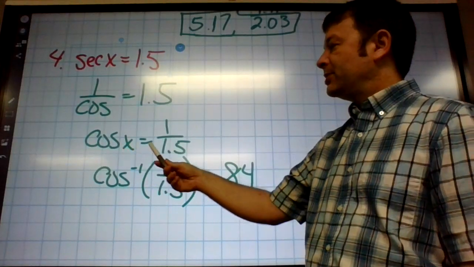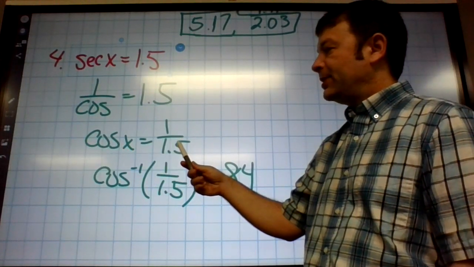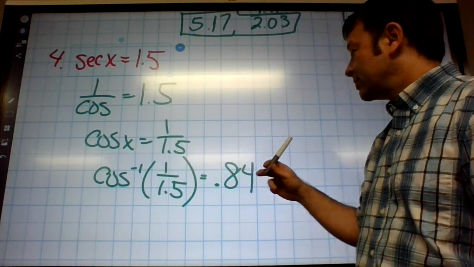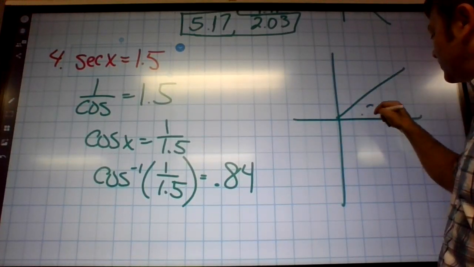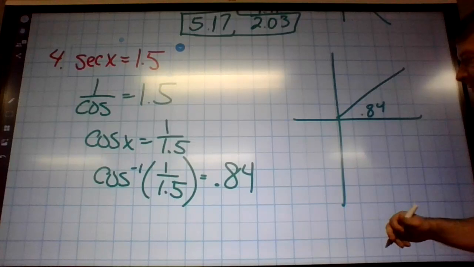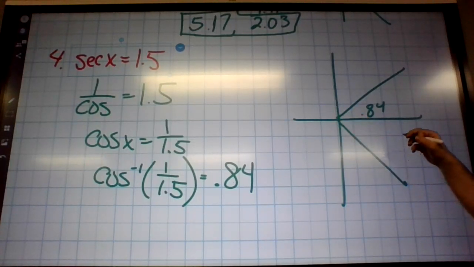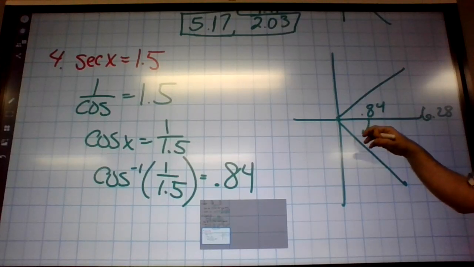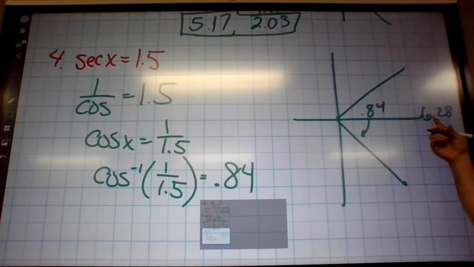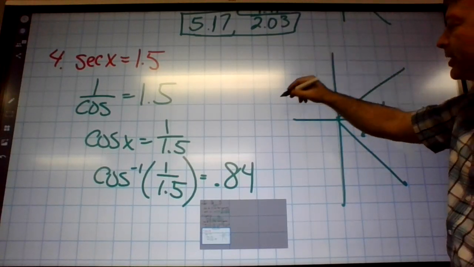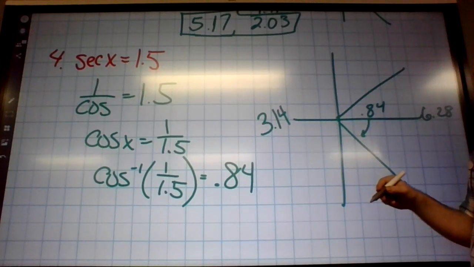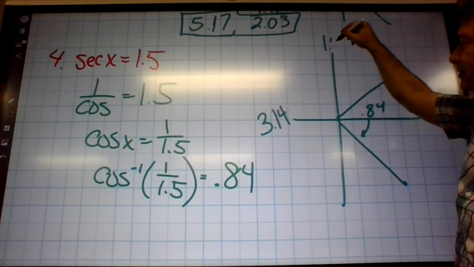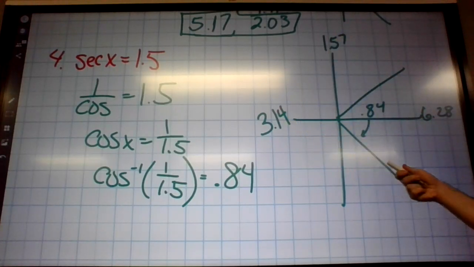What other quadrant does cosine equal something positive? 4. Yeah. So this one is 0.84. So the 4th quadrant version of that would be 6.28. Okay, does everybody know where the 6.28 is coming from? Yes. This is pi radians and pi is 3.14. This would be half of that. And this would be twice that much.